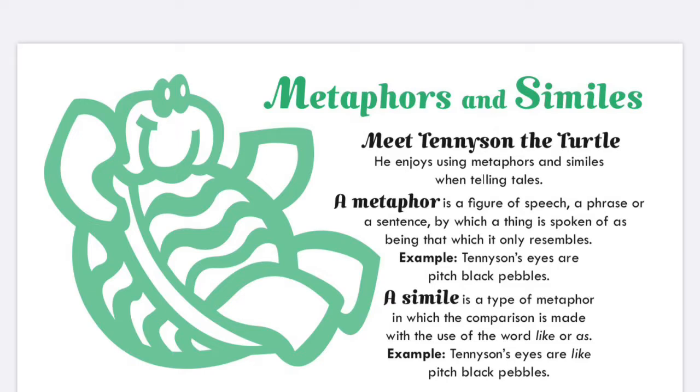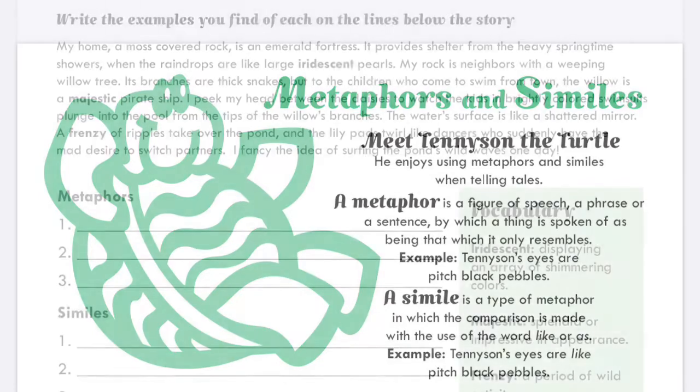So it's titled Metaphors and Similes. It says, meet Tennyson the turtle. He enjoys using metaphors and similes when telling tales. A metaphor is a figure of speech, a phrase or a sentence by which a thing is spoken of as being that which it only resembles. Example, Tennyson's eyes are pitch black pebbles. A simile is a type of metaphor in which the comparison is made with the use of the word like or as. Example, Tennyson's eyes are like pitch black pebbles.